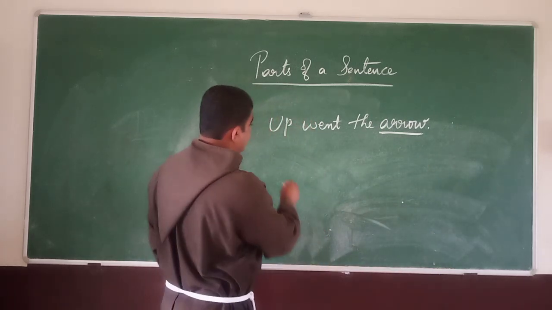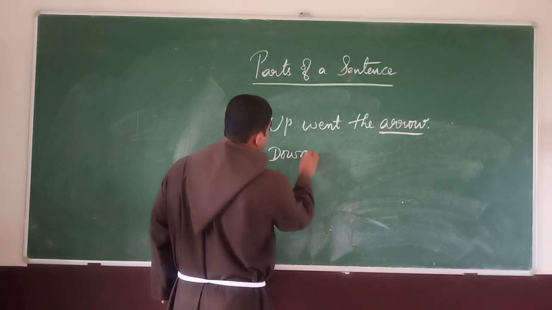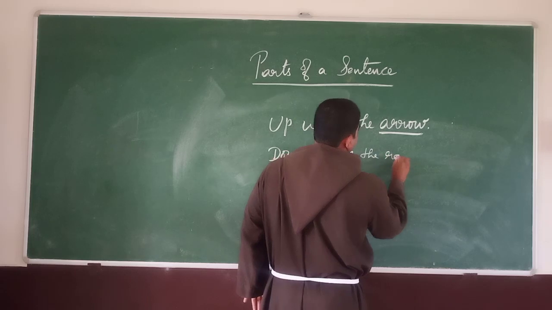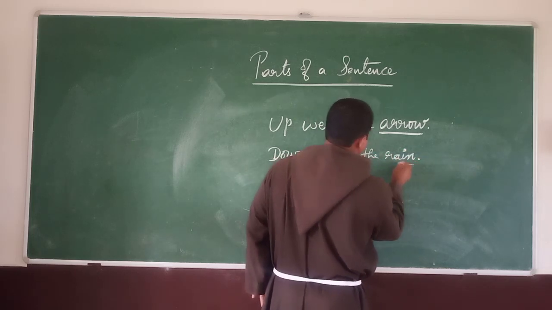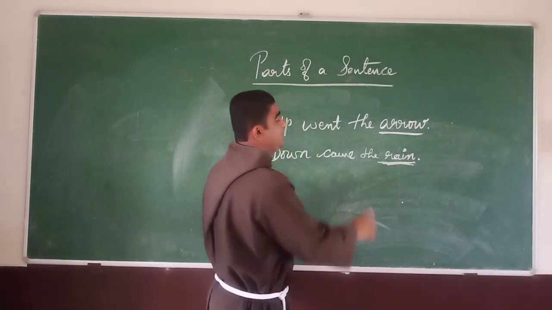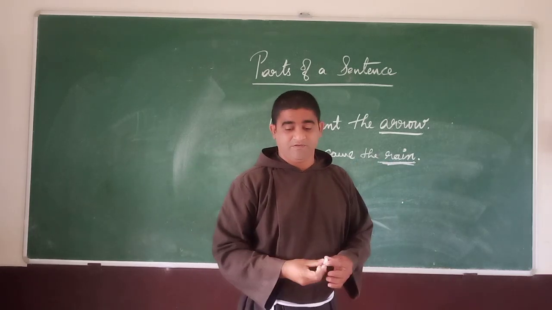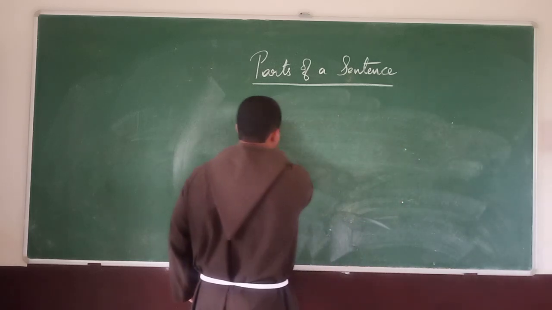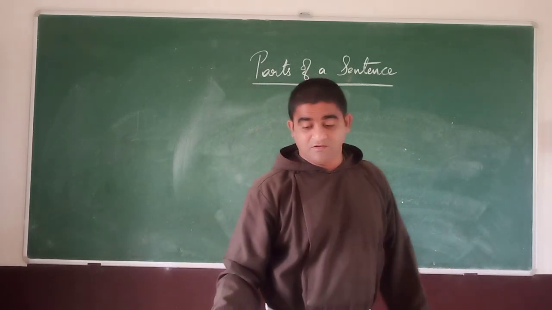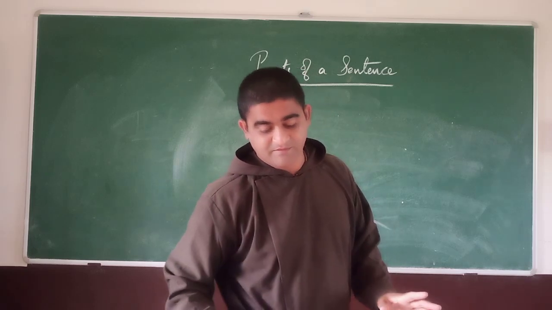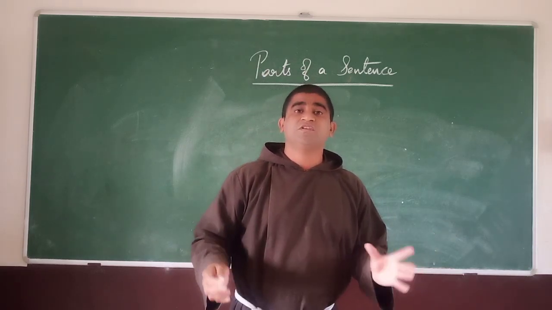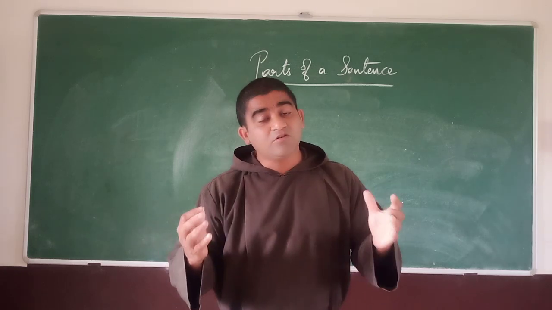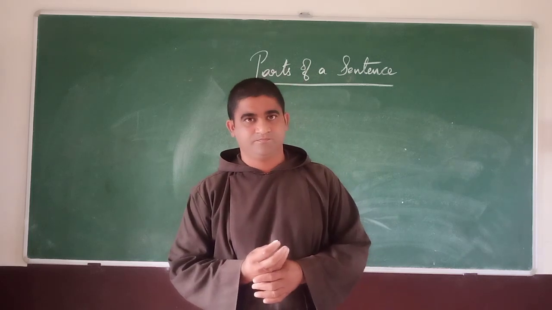Down came the rain. See, rain is the subject here. After the predicate, it has appeared. So remember, in certain cases, it may come after the predicate. And sometimes subject may consist of one word, or it also may consist of several words.